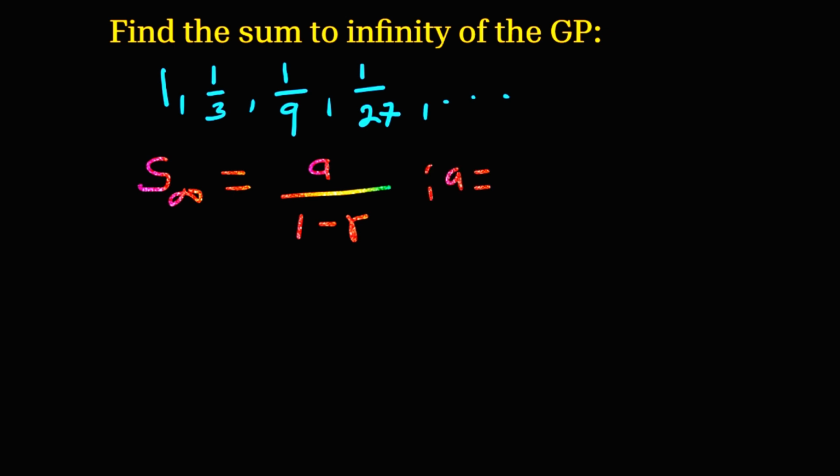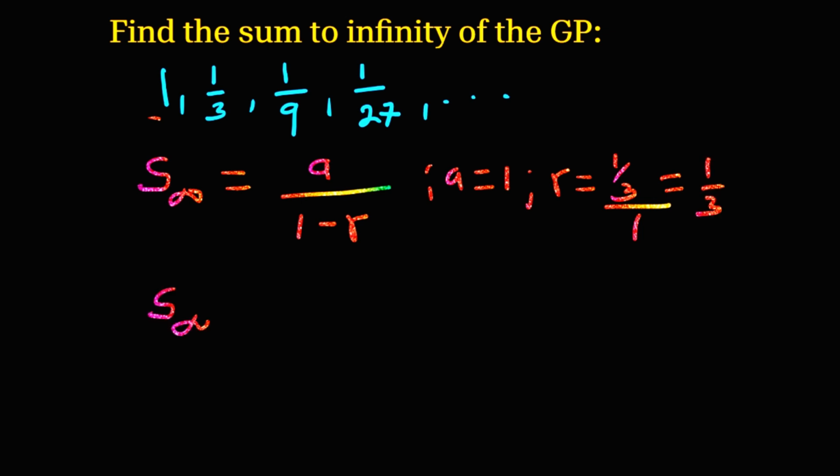So a is normally the first term, and the first term in this case is 1. And then r is the common ratio, which can be given by dividing a number by the preceding number. So you can take 1/3 divided by 1, or you could take 1/9 divided by 1/3, and you'll find that r is 1/3.